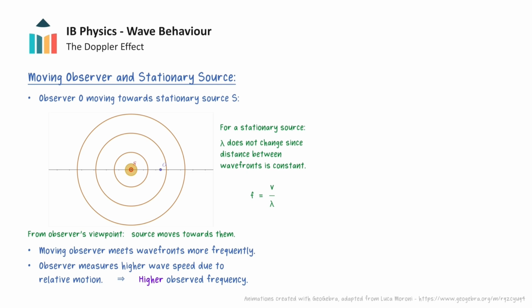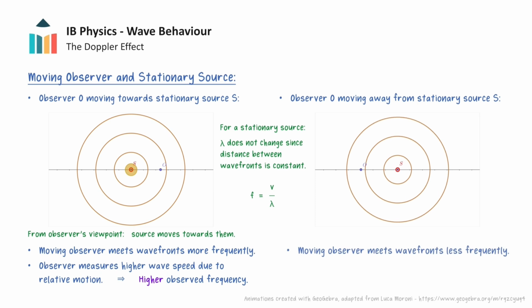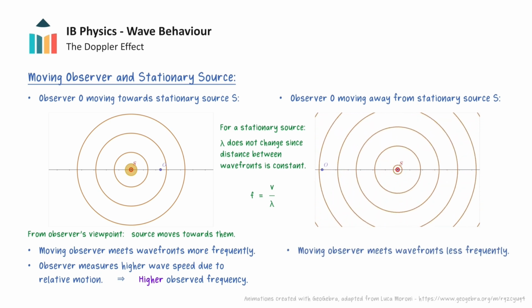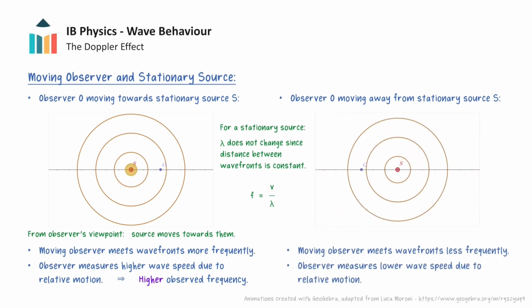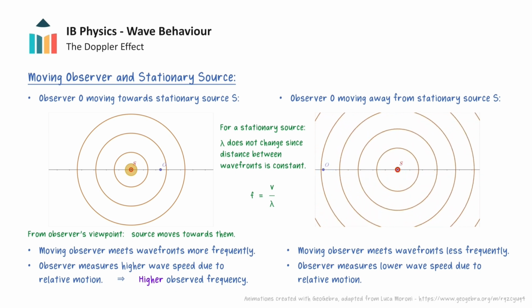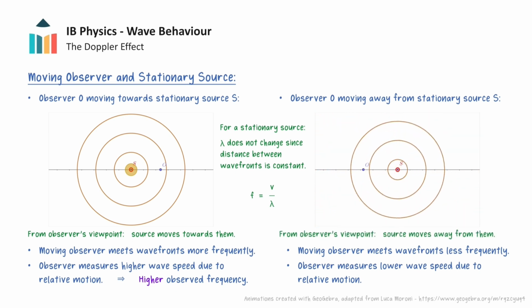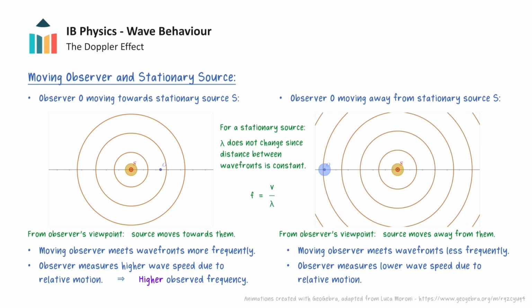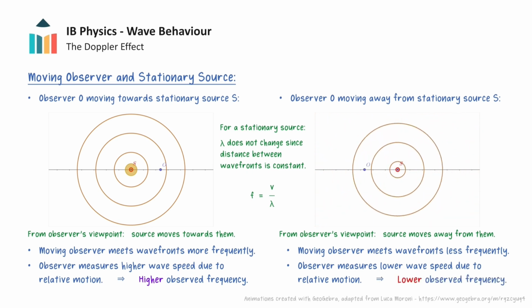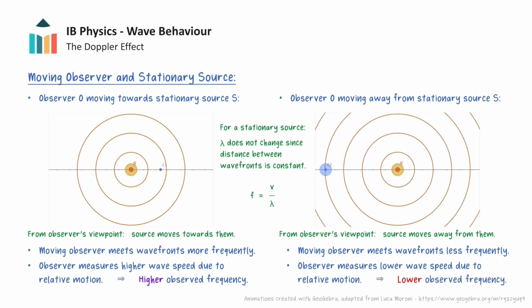Using similar arguments, if the observer moves away from the source, the observer will meet wavefronts less frequently. The observer will measure a lower effective wave speed due to the lower relative speed between the observer and the wave. So this means that the observed frequency is lower than the emitted frequency.